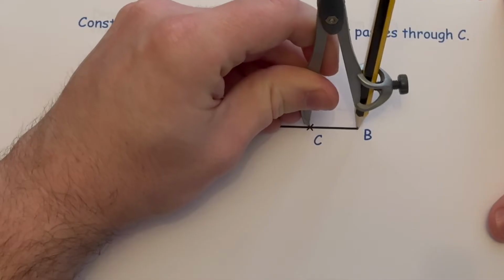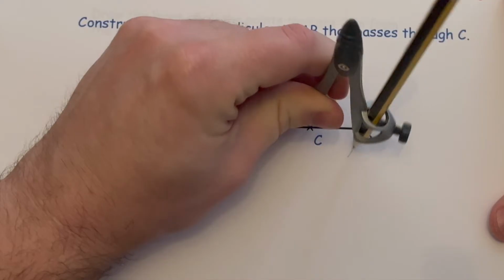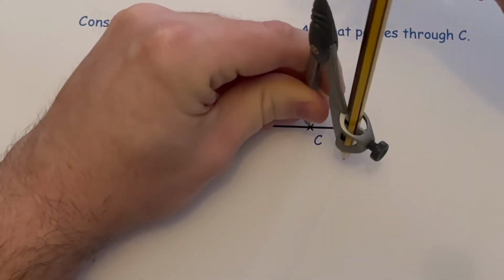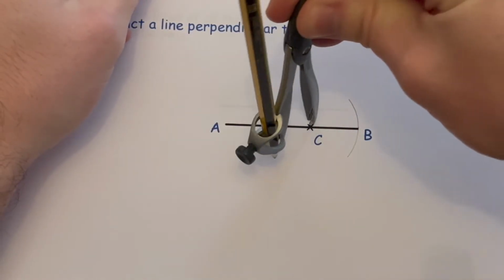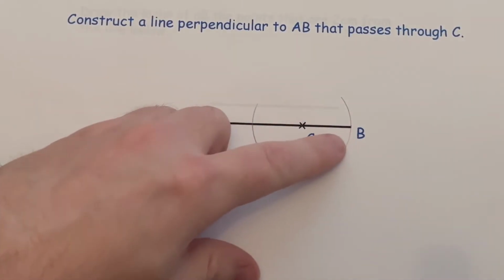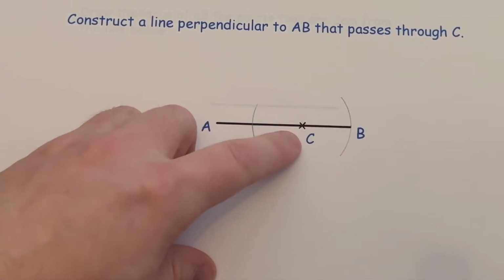So let's do that. I'm going to set it here, so our arc's going to go through the point B, so like so. And then I'm going to keep it the same size, and do an arc on the other side, like so. So those two arcs there and there are the equal distance away from the point C.